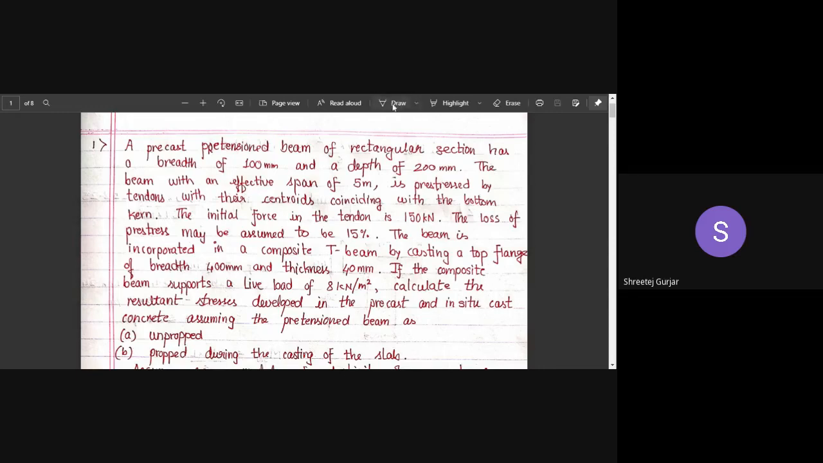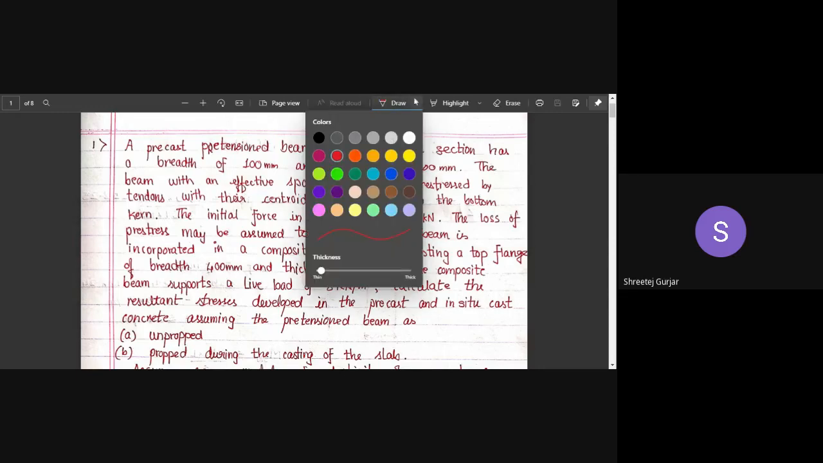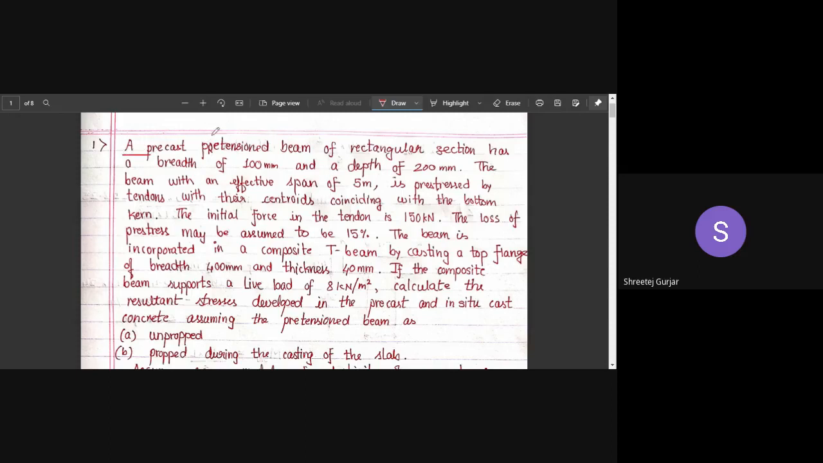So today we will be discussing numericals from the fifth module, analysis part. Let us go through the problem statement first. A precast pre-tension beam is there.